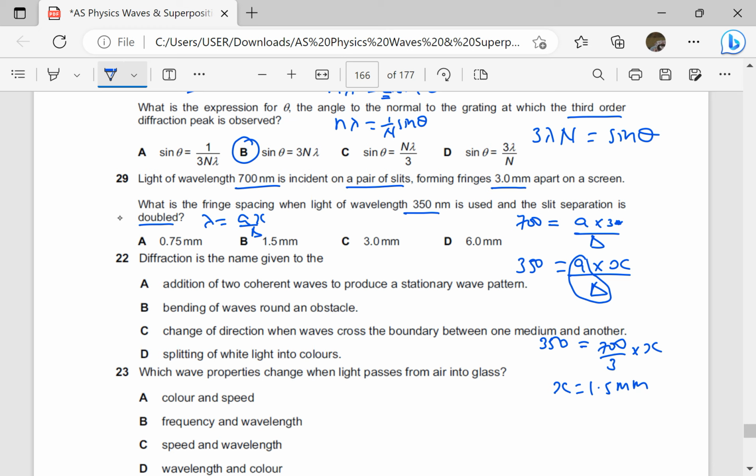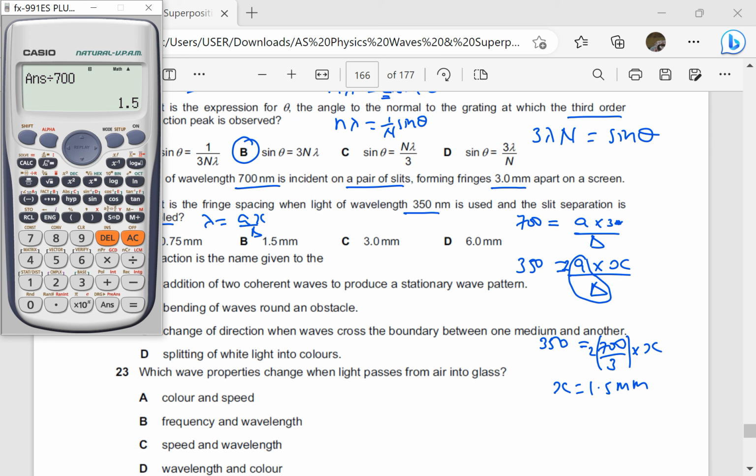What is the fringe spacing, that is x, when light of wavelength 350 nanometers is used and the slit separation is doubled? Oh, so A is doubled. So there is a 2 here, there is a 2 here. If there is a 2 there, I will say 2 into that, because that is doubled. So 350 times 3 divided by 700, so I just divide this by 2 again.